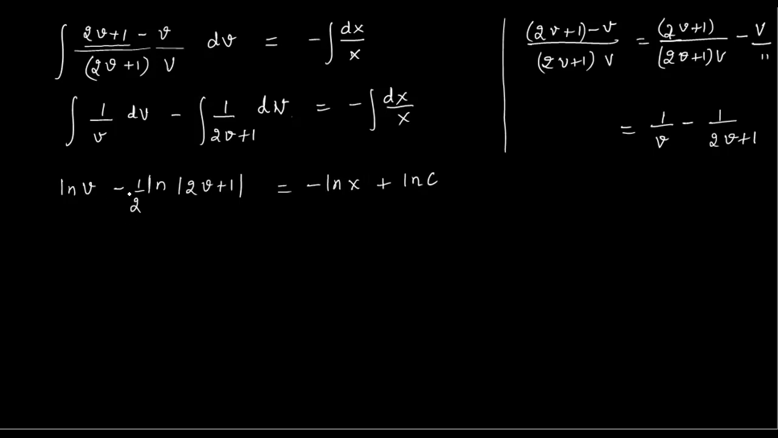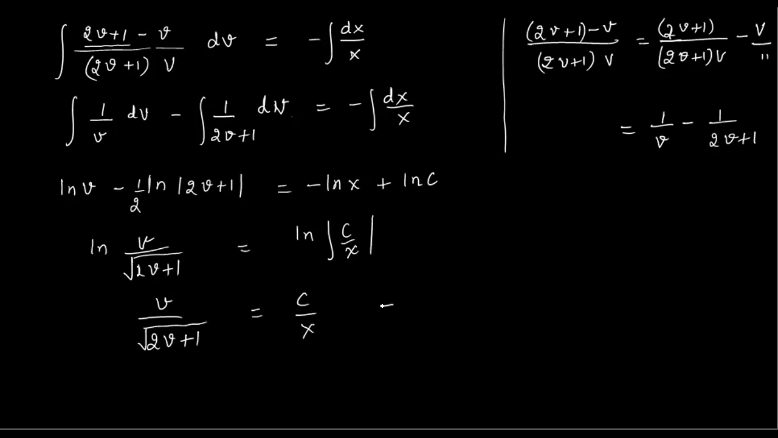Let us simplify this. So we can rewrite this as ln of v over under root 2v plus 1. And here this side is simply ln of c over x. Now we can remove log on both sides. We end up getting v over under root 2v plus 1 is c over x. Now on squaring both sides, we get v square over 2v plus 1 equal to c square over x square.